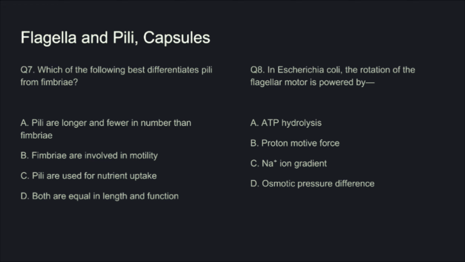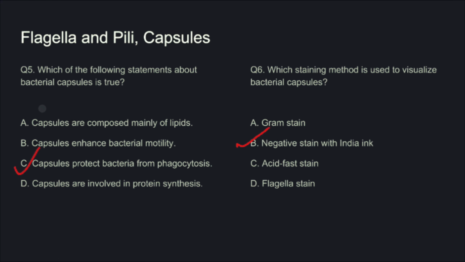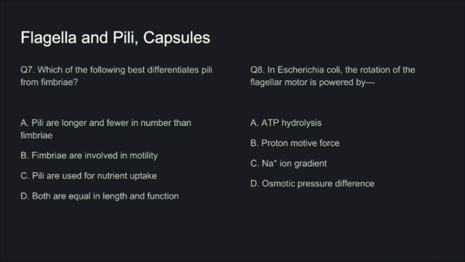Question number 7. Which of the following best differentiates pili from fimbriae? Options are A. Pili are longer and fewer in number than fimbriae, B. Fimbriae are involved in motility, C. Pili are used for nutrient uptake, D. Both are equal in length and function. Correct answer for this question is option A. Pili are longer and fewer in number than fimbriae.